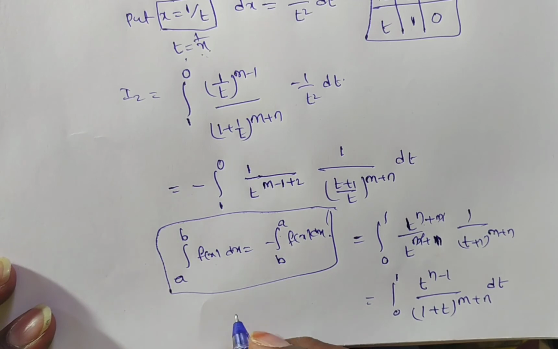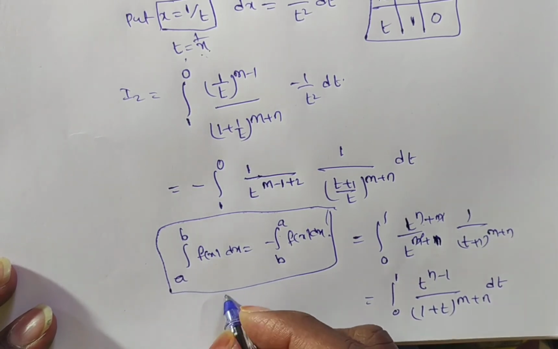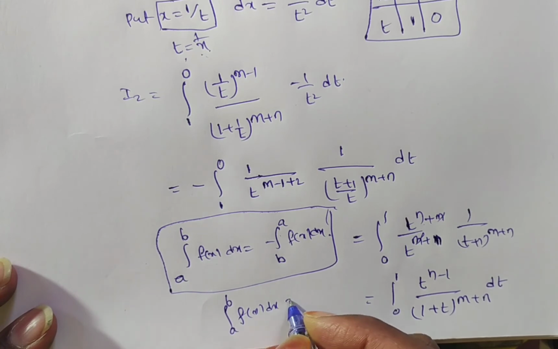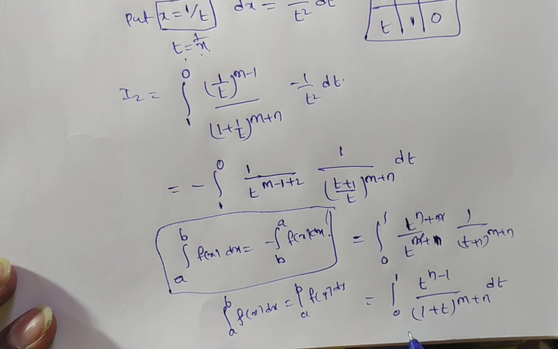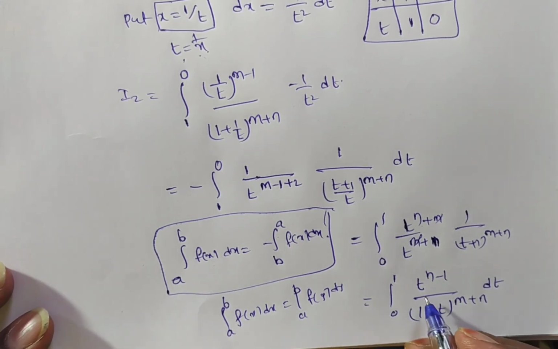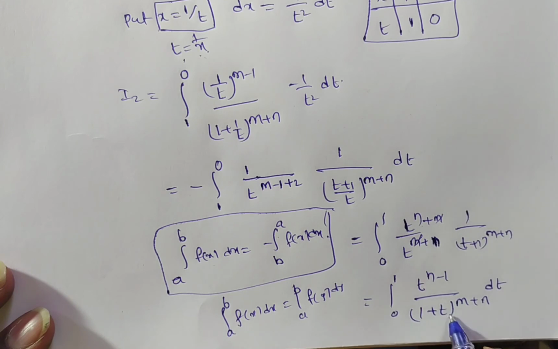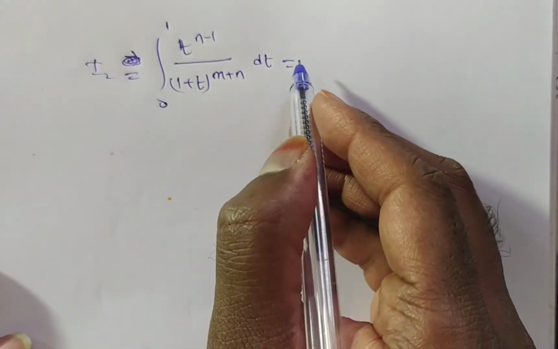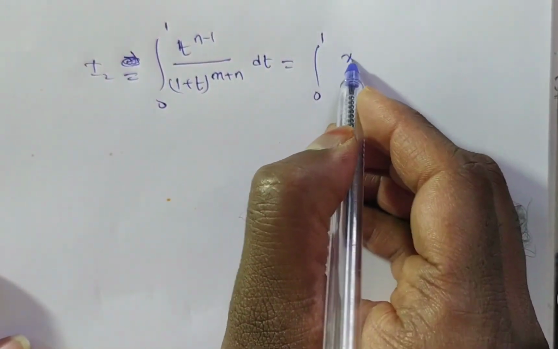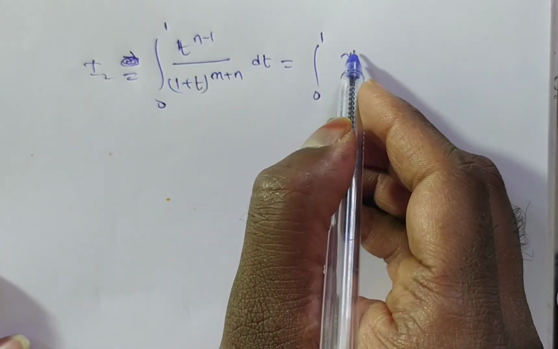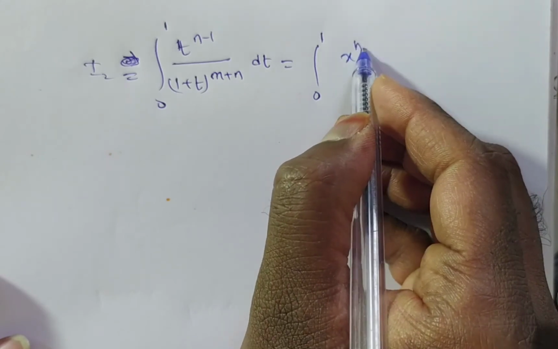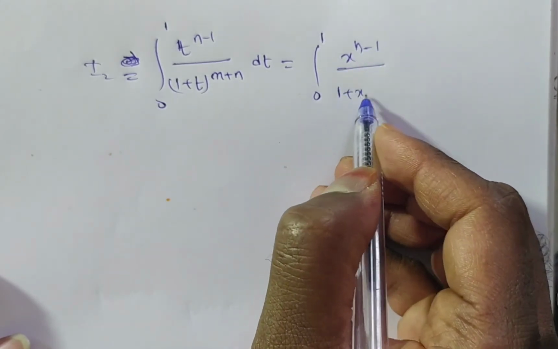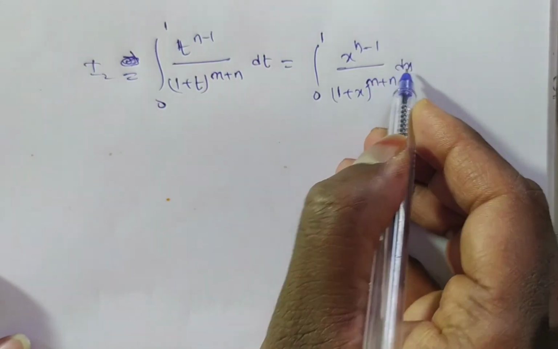Okay friends, another formula also we have from the definite integral: integral a to b f of x dx is equal to integral a to b f of y dy. So this one you can also write as integral 0 to 1 x to the power of n minus 1 by (1 plus x) to the power of m plus n into dx. So here I am writing, you see, integral 0 to 1, in place of t I can write x, or not, from the property of the definite integrals. So x to the power of n minus 1 by (1 plus x) to the power of m plus n dx. This is the value of I2.